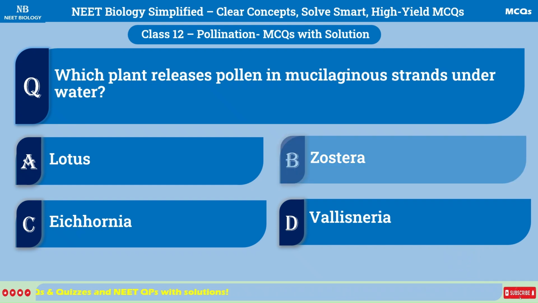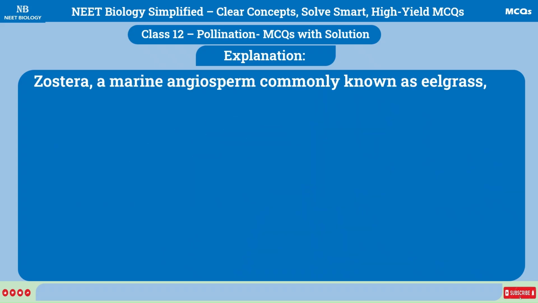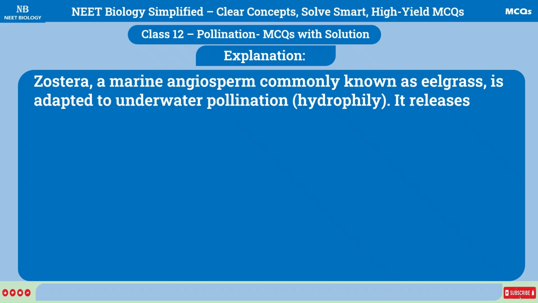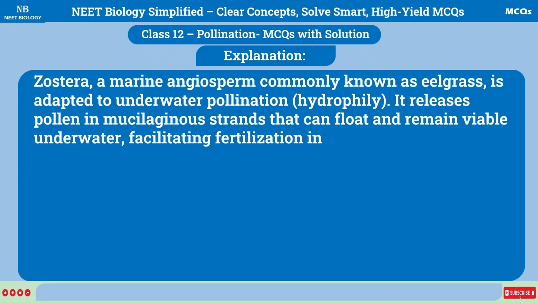Correct answer is B. Zostera. Explanation: Zostera, a marine angiosperm commonly known as eelgrass, is adapted to underwater pollination, hydrophily. It releases pollen in mucilaginous strands that can float and remain viable underwater, facilitating fertilization in a saline aquatic environment.